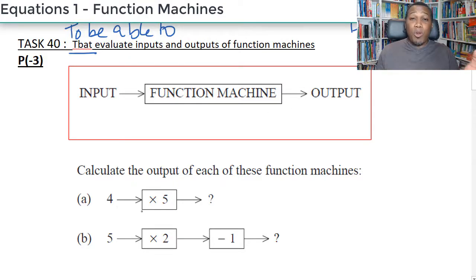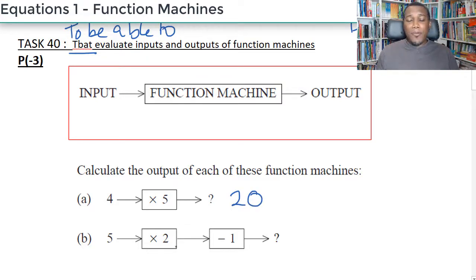Just to remind you, if I have 4, and the operation, the function, is multiply by 5, what's going to be the output? You need to do the operation, times by 5. Four fives, then the output would be 20.